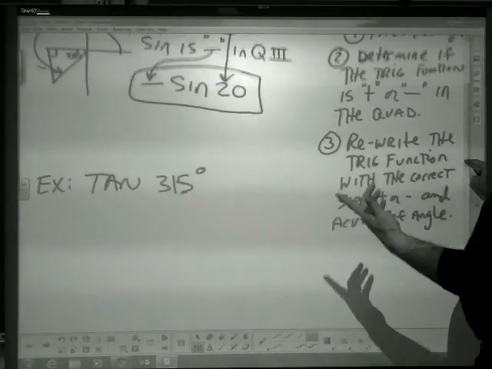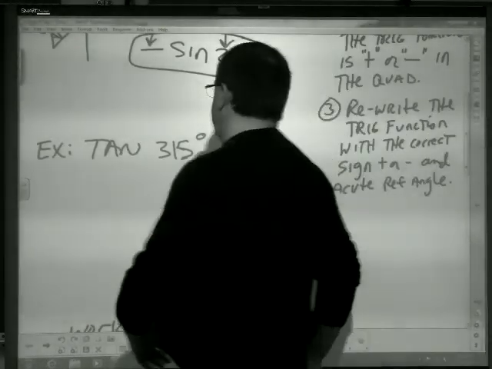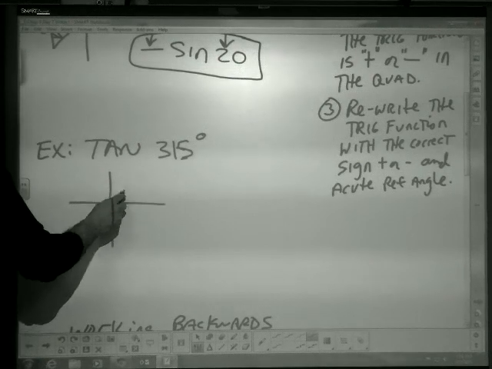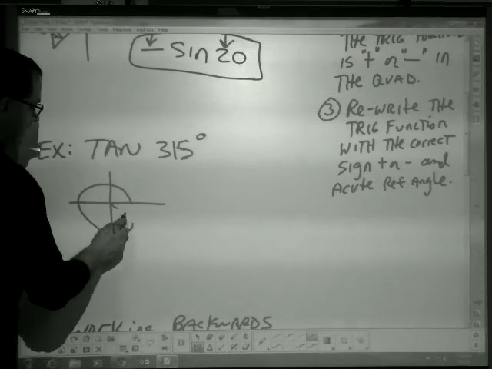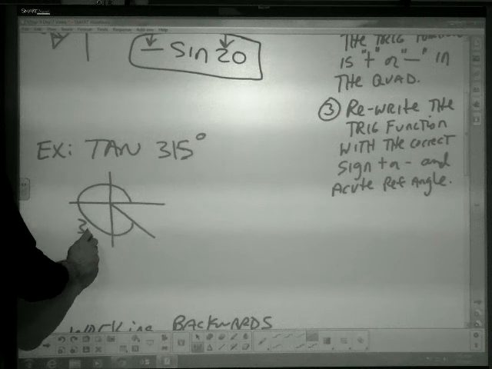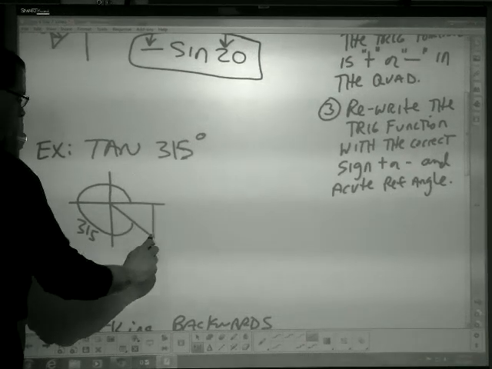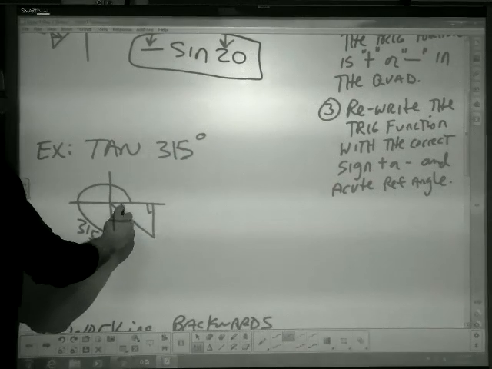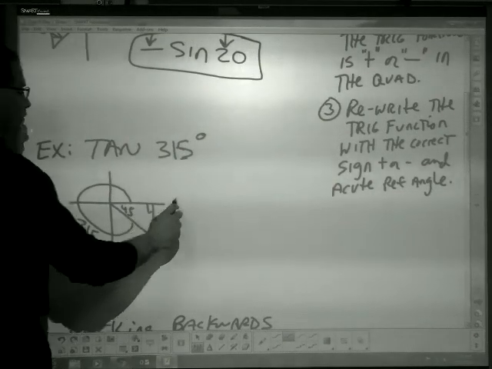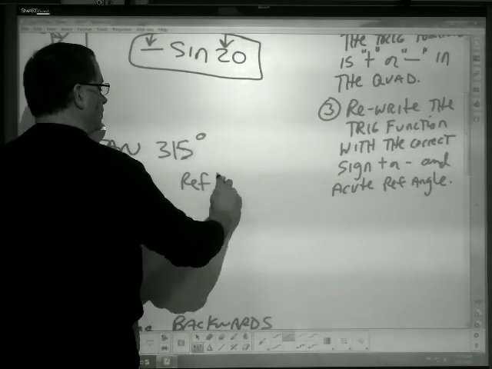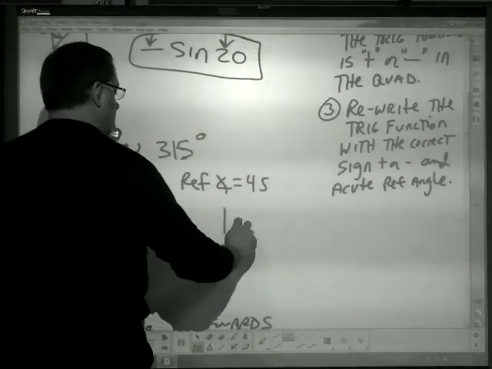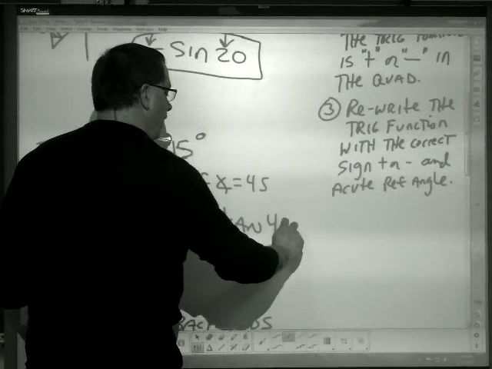Let's try tan 315, for example. So again, 315, let's write a reference angle. So 315. All right, so here's 315. 315 has what reference angle? Well, 315 has a 45 degree reference angle. So reference angle 45. So now this is going to be tan 45.